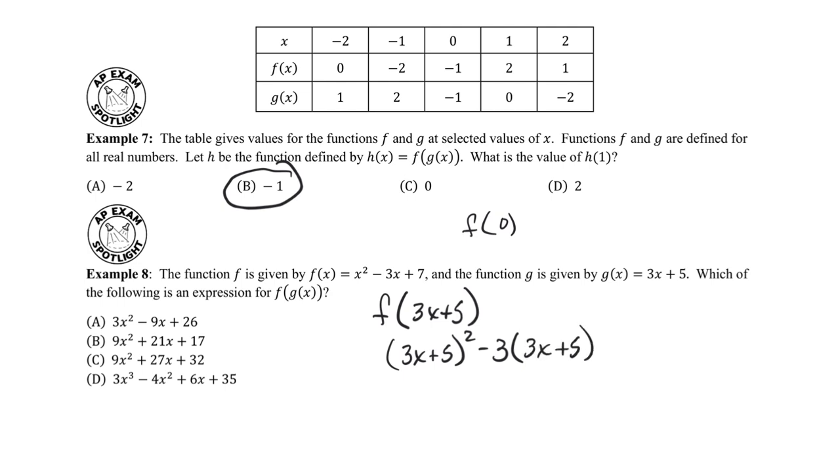Put the 3x plus 5 everywhere you see an x, right? And that is not one of my answers, right? So automatically, I know that I'm going to have to clean this up a little bit. Now, I can get rid of 2 of my answers already, okay? My first term is squaring this guy. So 3x times 3x. So it can't be A, and it can't be D. So I know it's got to be B or C, but let's go ahead and do this.